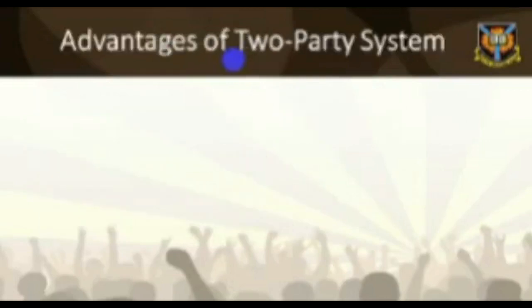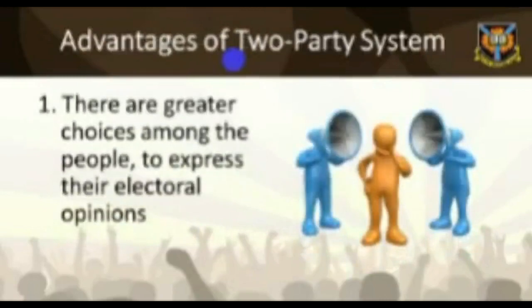Advantages of two-party system. 1. As compared to a one-party system, there is greater choice among the people to express their electoral opinions. If the ruling party does not perform up to the people's expectation, people will have alternative political parties that they can give their mandate in subsequent election or elections.